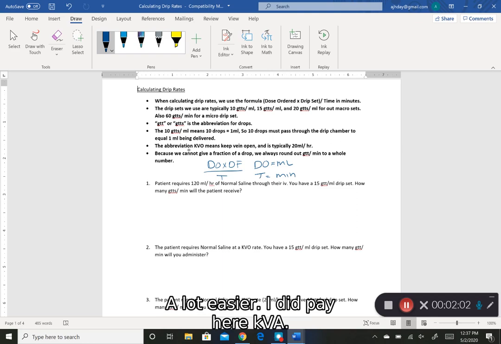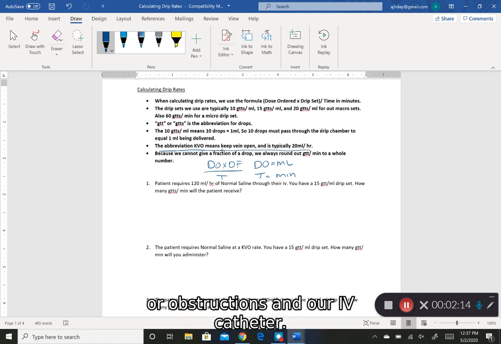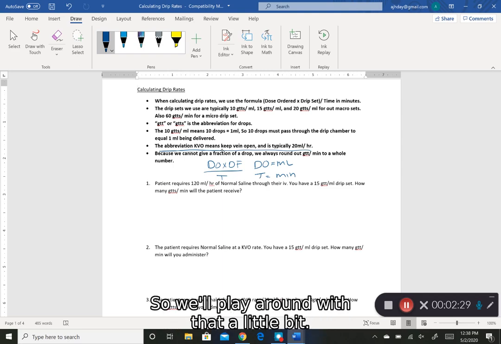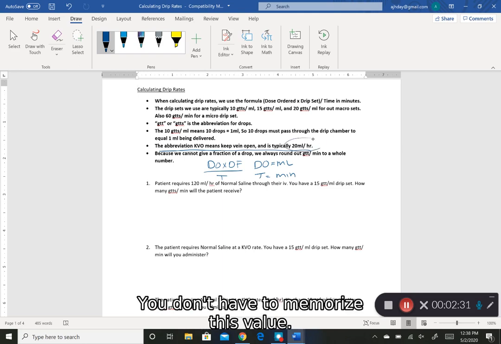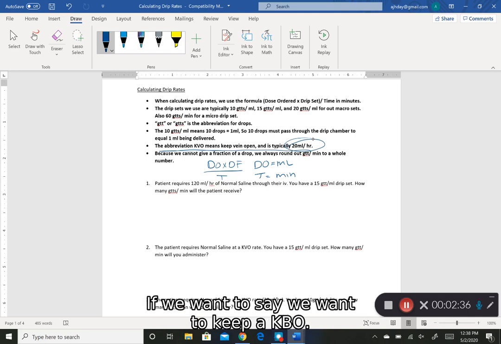I did put here KVO, so a lot of times you may see that we're going to leave the saline at KVO. That just means a slow drip, and that really just maintains the patency of our IV, so we don't get any clotting or obstructions in our IV catheter. And really in real life what we're doing is we're just setting up the rate very slow, because we don't necessarily want to give our patient a bolus of fluid, but we want to maintain the patency of that IV. So we'll play around with that a little bit. You don't have to memorize this value. It's just a value that we put in our IV pumps if we want to keep it KVO.